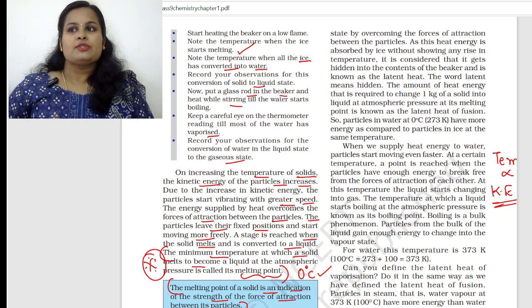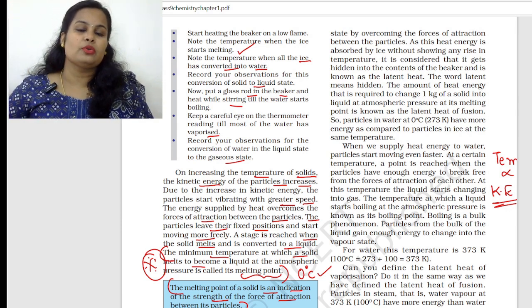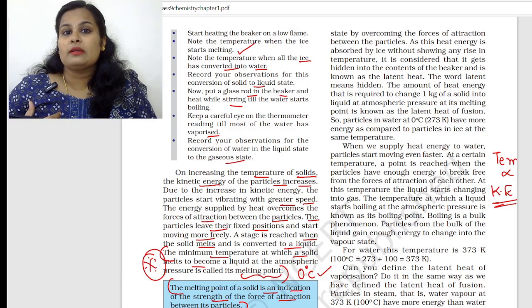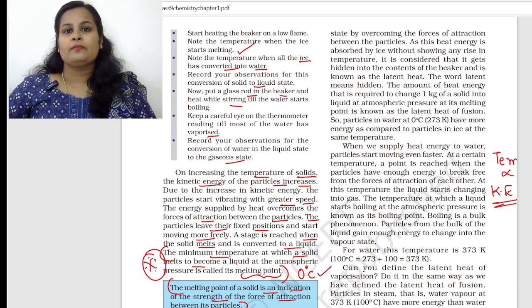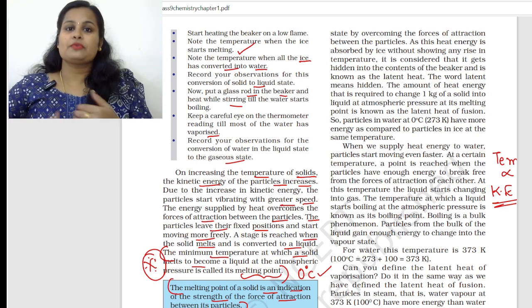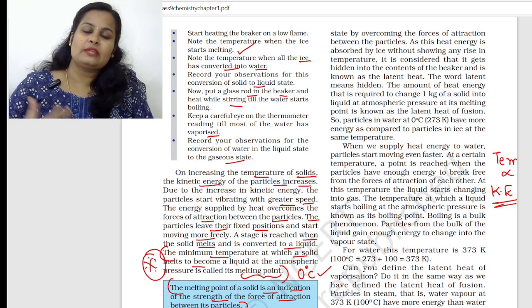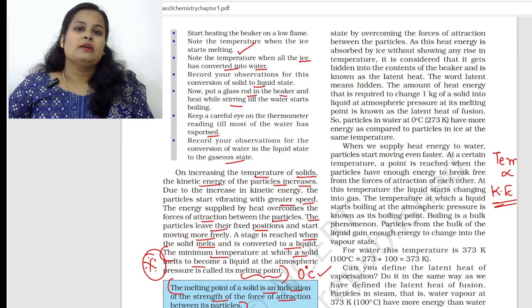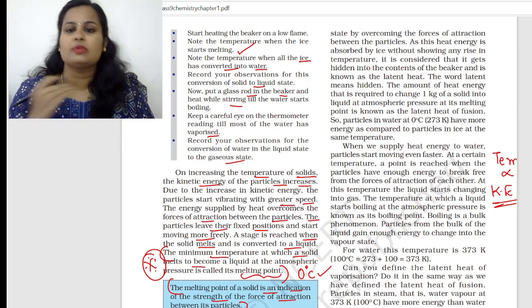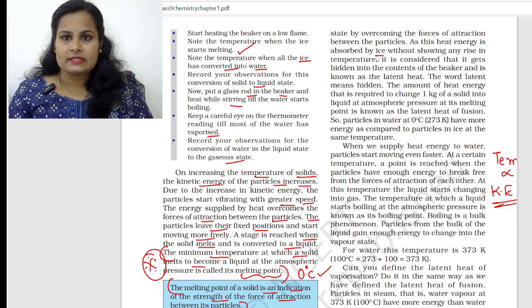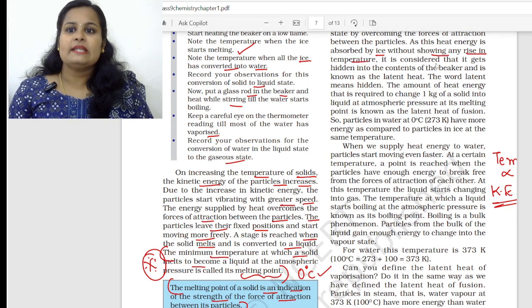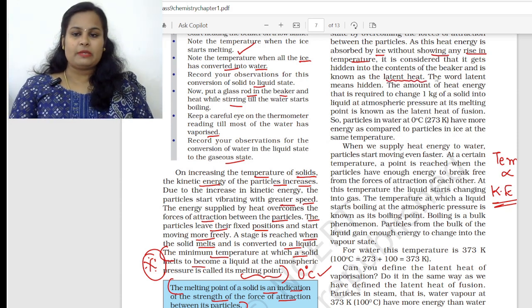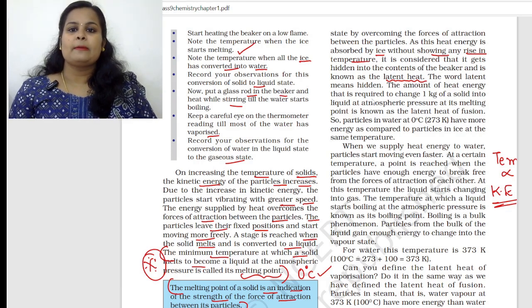So the question here is, we are still supplying the heat. Where does this heat energy go? In one simple sentence we can say, all the heat energy that we are supplying is used to break the force of attraction, to change from one state into another. So this heat energy that we are supplying is in the hidden form, we can say. We call it latent heat, and here it is used for conversion from one state into another. As this heat energy is absorbed by ice without showing any rise in temperature, it is considered that it is hidden in the contents of the beaker, and it is known as latent heat. So sometimes we call latent heat hidden heat. The word latent means hidden.